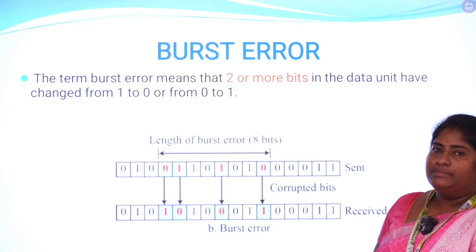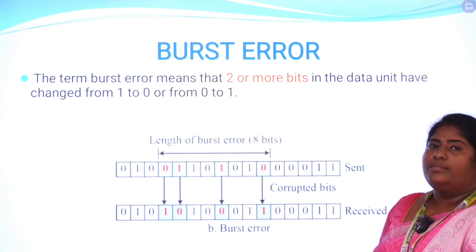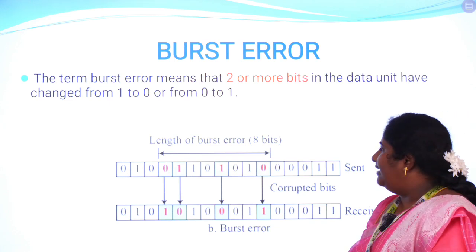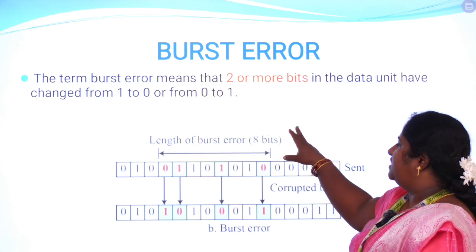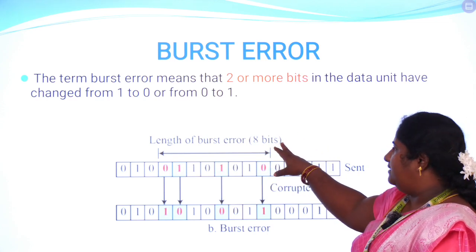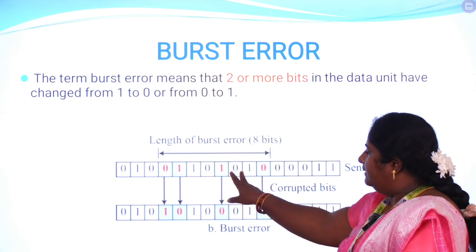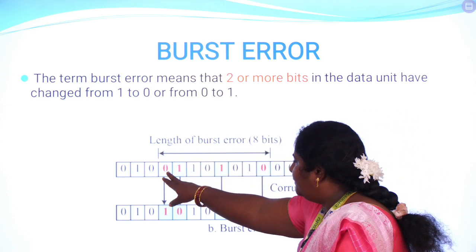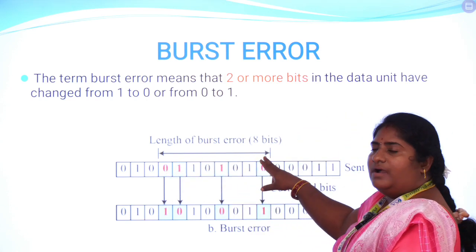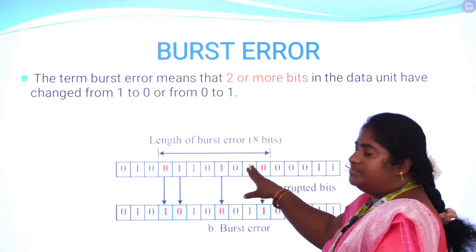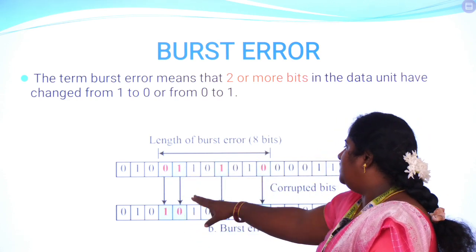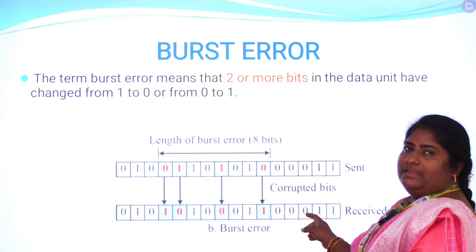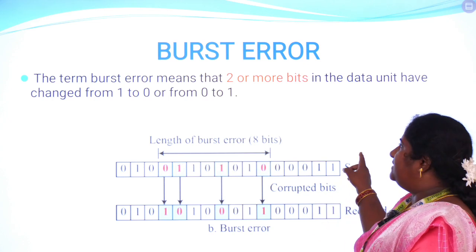So next comes the burst error. Burst error means two or more bits will be changed while transferring the data. So when we transfer 8 bits, the length of the burst error can be 2 or more. Looking at the example here, the sender sends the value as 0, 1 and 1, 0. Here all these 4 bits are corrupted and the values have changed from 0 to 1 and 1 to 0 in all the places. So when there are 2 or more bits changed in the data set, the error is called a burst error.